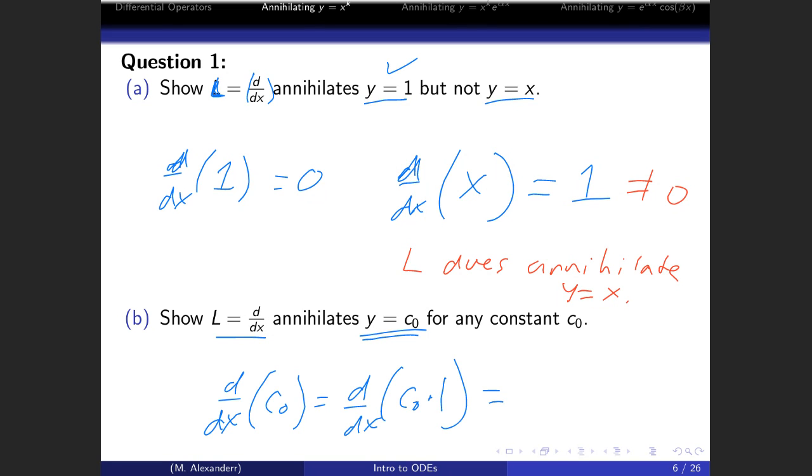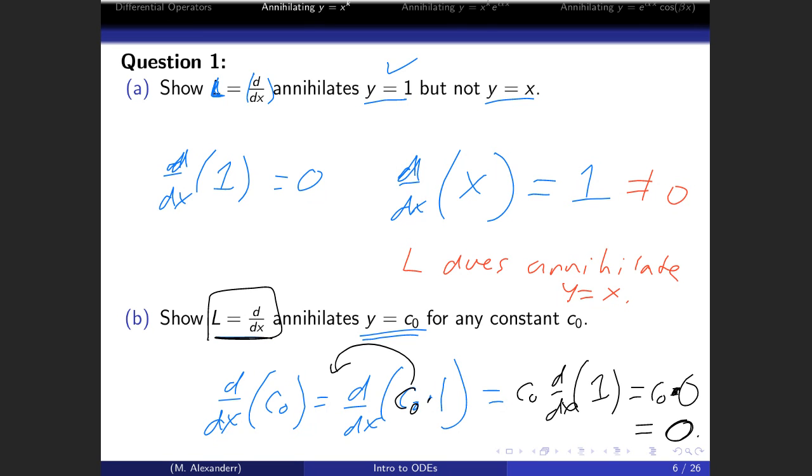And then a property of the linear operator is the following. If you have a number multiplied by a function, you can factor out that number, and so you'll get C0 on the outside, and then you have d over dx acting on the 1, and we know that that is equal to 0, and so the whole thing is equal to 0. All right, so the operator L annihilates anything that is a constant function. All right, so that's the first example.